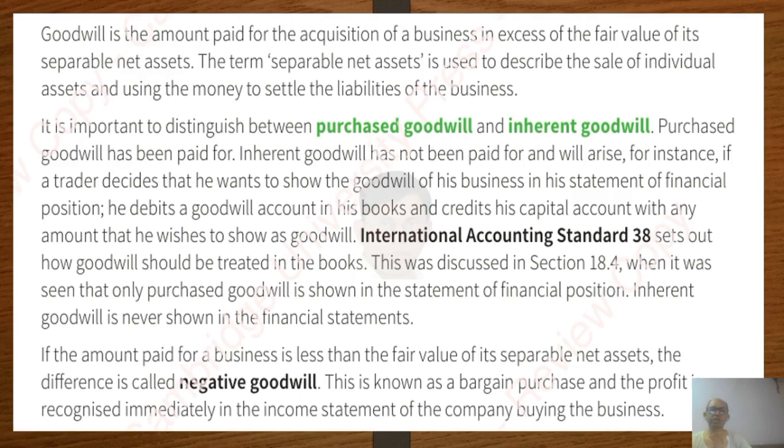International Accounting Standard 38 sets out how goodwill should be treated in the books. This was discussed in section 18.4, where it was seen that only purchase goodwill is shown in the statement of financial position. Inherent goodwill is never shown in the financial statements. It is written off. If the amount paid for the purchase is less than the fair value of the separable net assets, the difference is called negative goodwill. This is known as a bargain purchase, and the gain is recognized immediately in the income statement of the company buying the business.